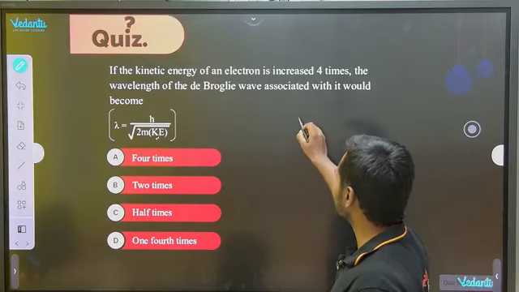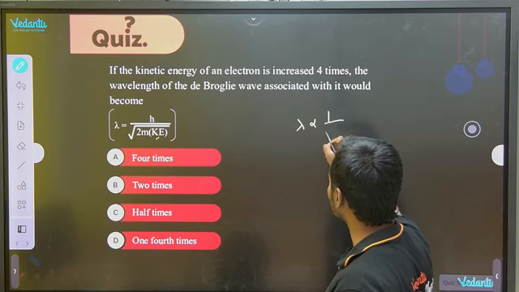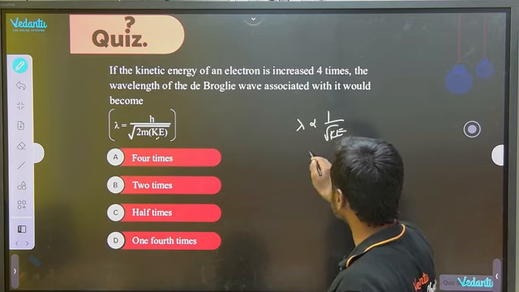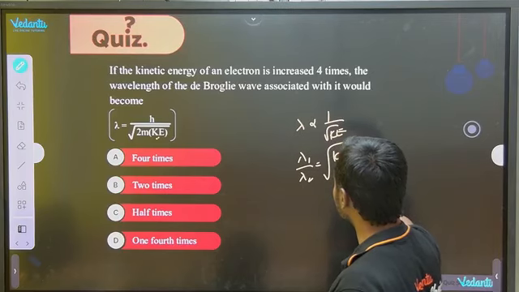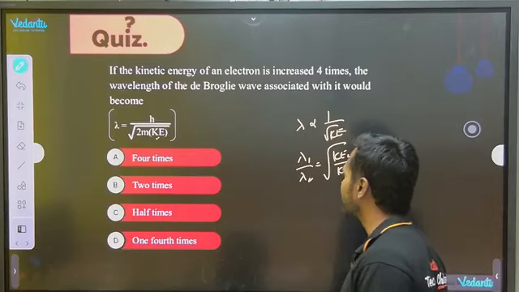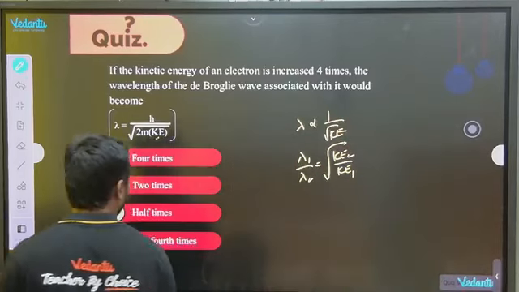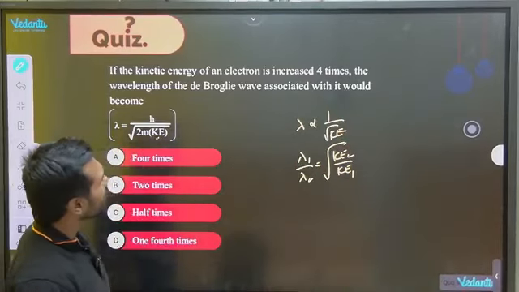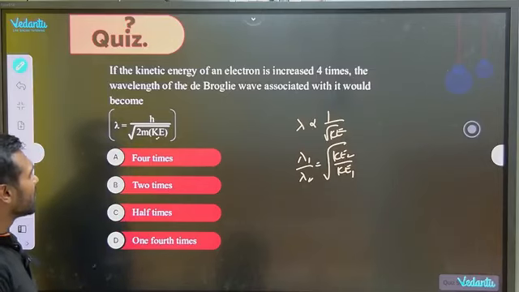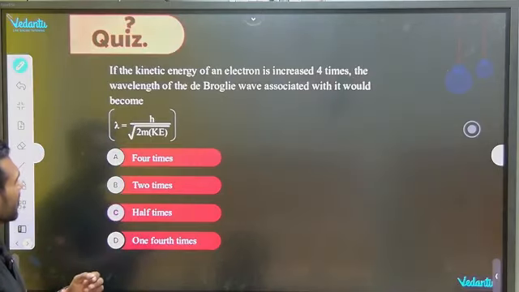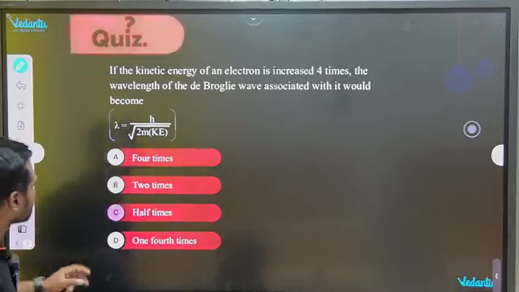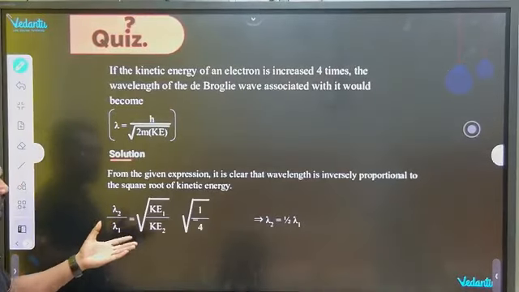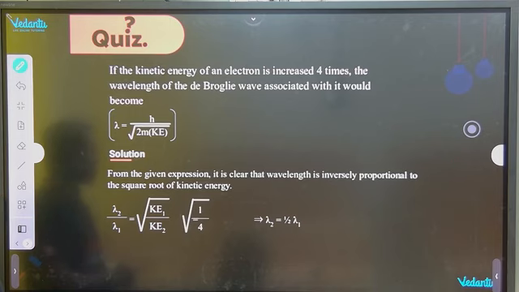Then the wavelength: lambda is inversely proportional to the square root of kinetic energy. So lambda 1 by lambda 2 is equal to the square root of kinetic energy 2 by kinetic energy 1. The kinetic energy is increased 4 times, so you are going to get half, because the root is there. So if you find lambda 2, you will get 1 by 2 of lambda 1.